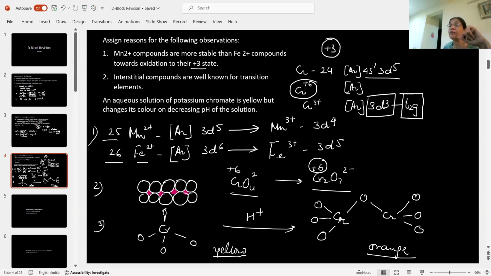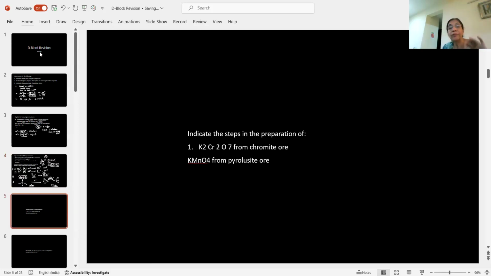So chromium is a good oxidizing agent. But Cr2O7 is a better oxidizing agent than CrO4. It is because the Cr and O bond length here in the center is longer than the others, and so this oxygen can be given out more easily. And so Cr2O7 is a stronger oxidizing agent.